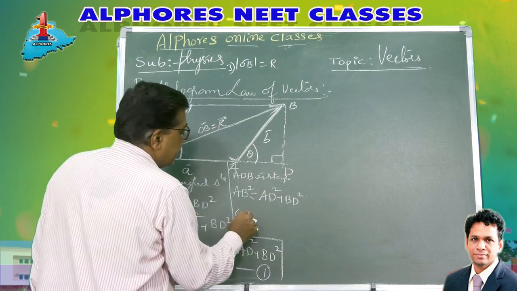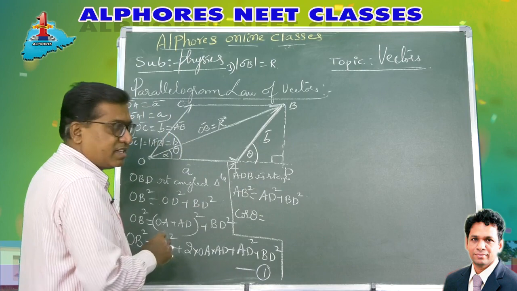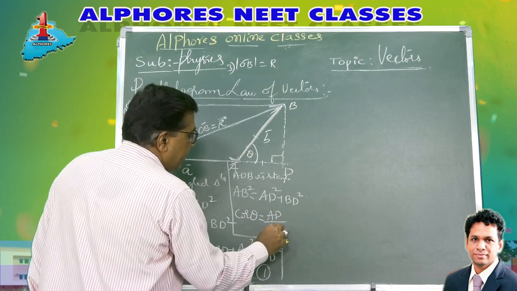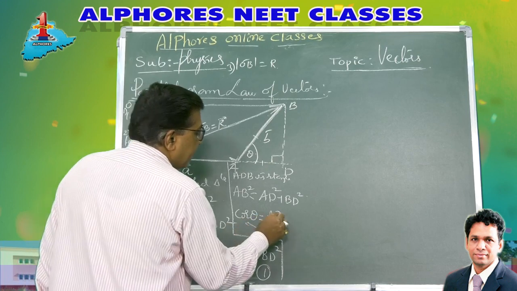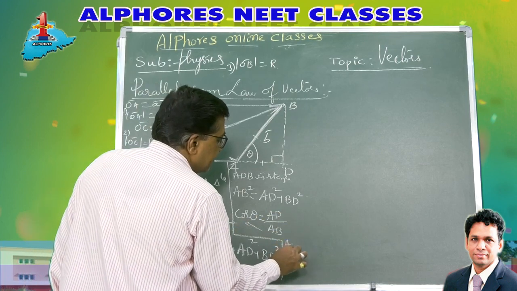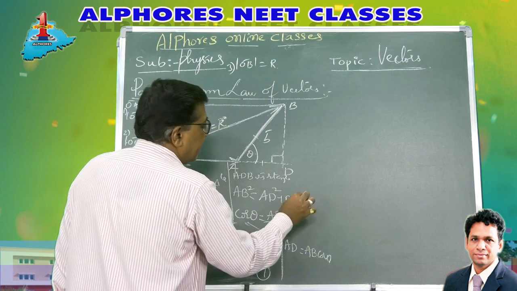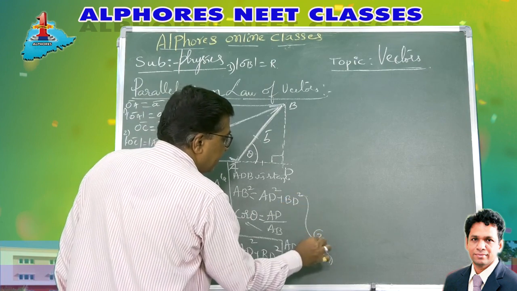Similarly, find cos theta. Apply trigonometry. What is cos theta? Adjacent by hypotenuse. It is AD by AB. So cross multiplying, I can write AD as AB cos theta. Let these two be equation 2.